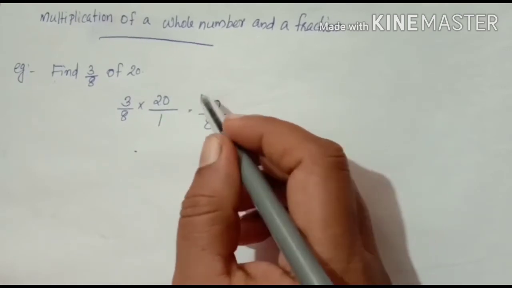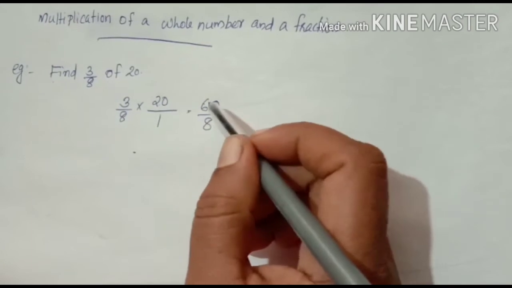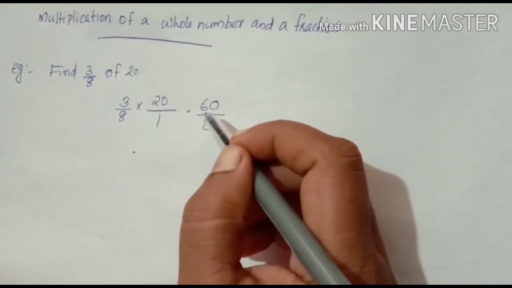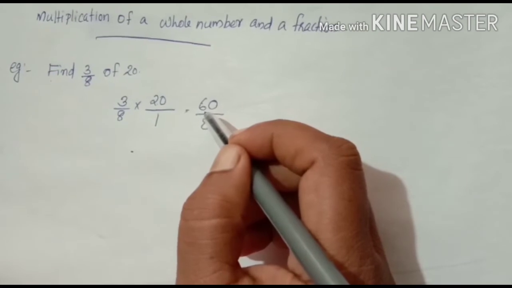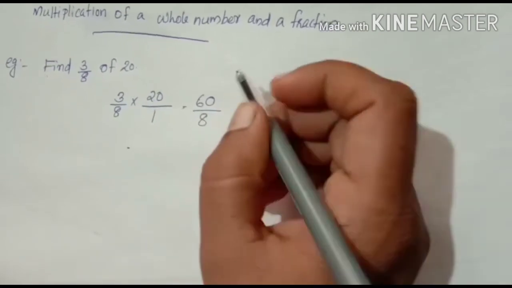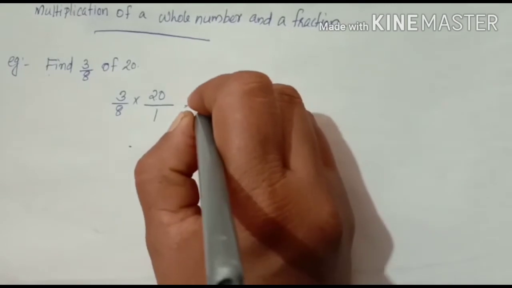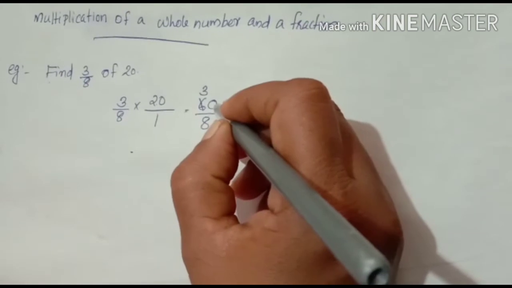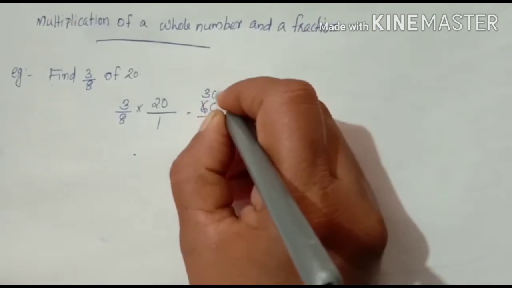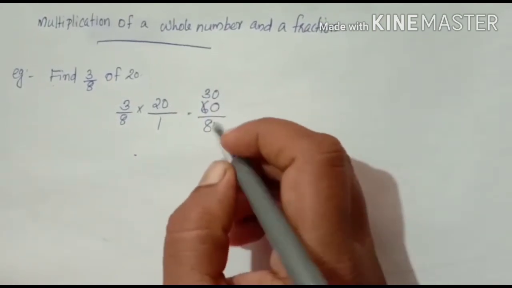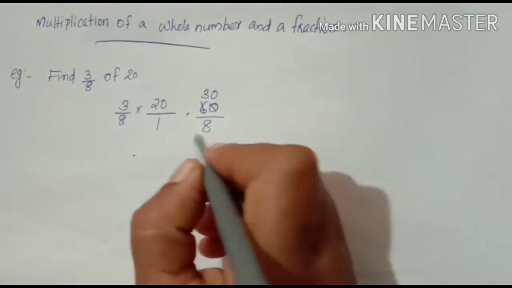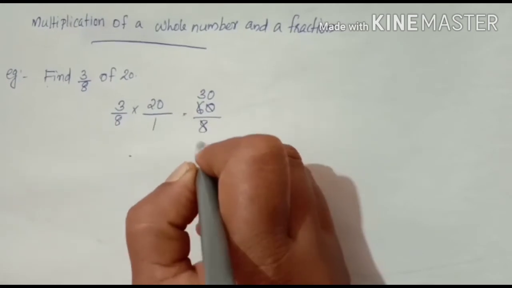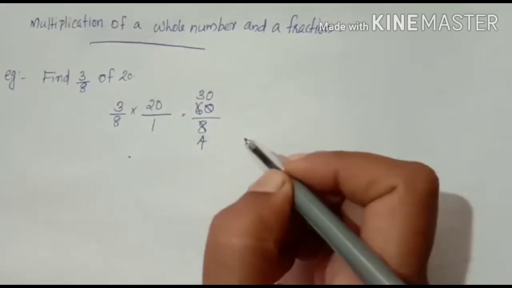Here 60 by 8. 60 and 8 are even numbers, so we can divide both sides by 2. How many 2's are there in 6? 3 times. 3 2's are 6. In 0, 0 times 2's are there, so 0. Then in 8, how many 2's are there? 4 2's are 8.